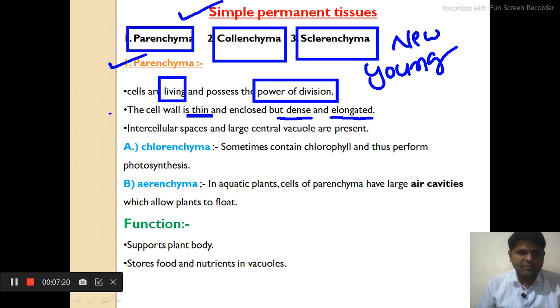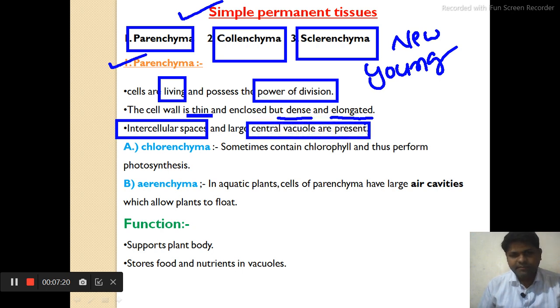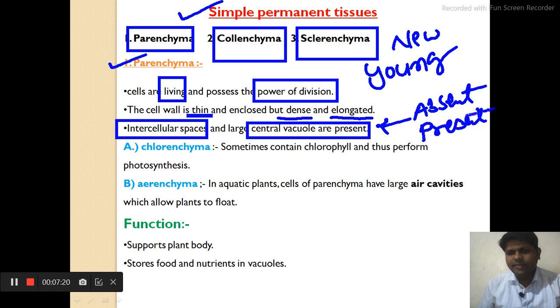And you will observe that going from parenchyma to sclerenchyma, the intercellular space decreases. So intercellular space is present in parenchyma, but in sclerenchyma it is absent, and a central vacuole is present. So observe the difference from meristematic tissue: the central vacuole was absent in meristematic tissue, and it is present in parenchyma cells.